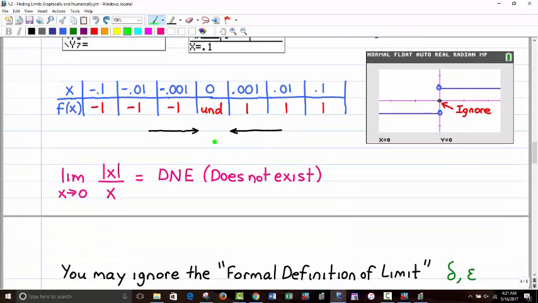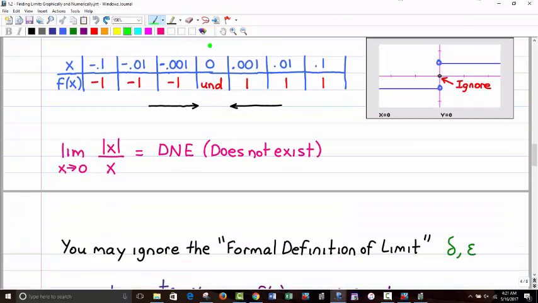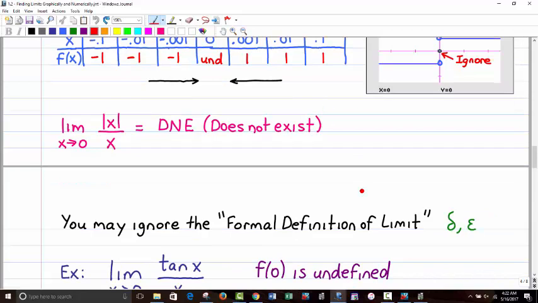And you'll see that I'll use the shorthand notation DNE for does not exist. Now this book goes into all these formal definitions of limits. I don't test that, but if you want to read up on that, perhaps if you plan on studying more theoretical mathematics later in your career, you might be interested in that.